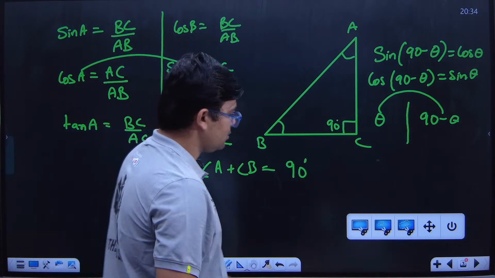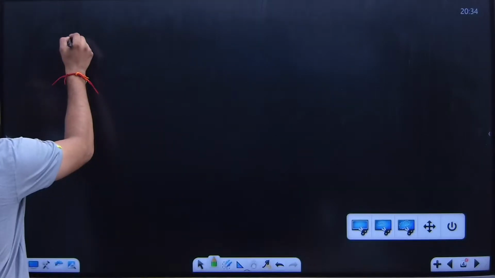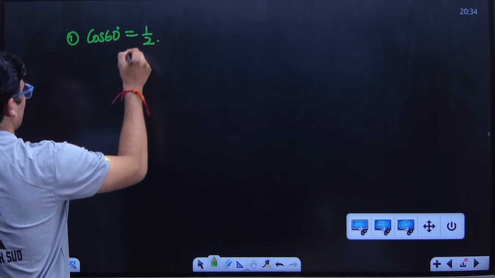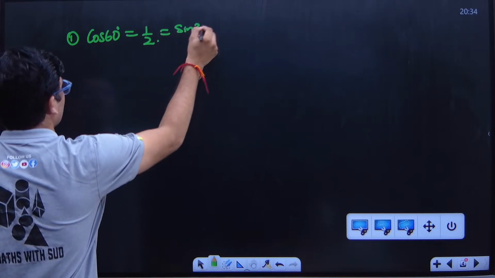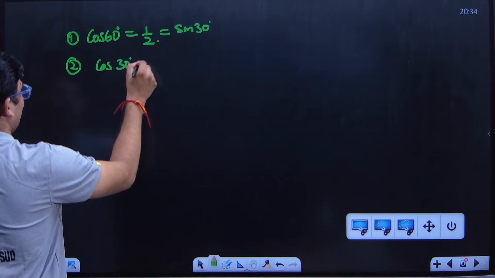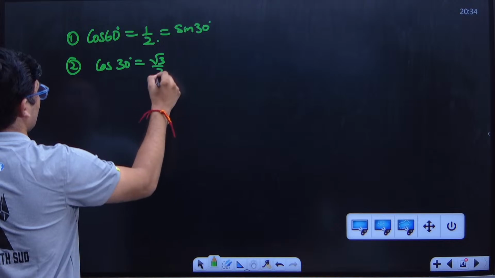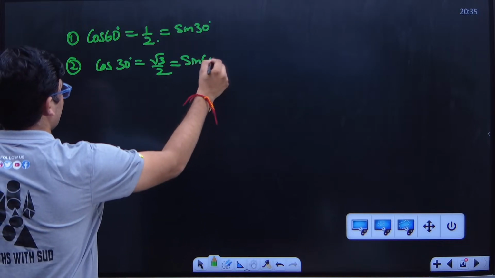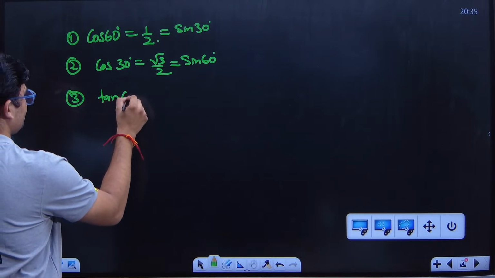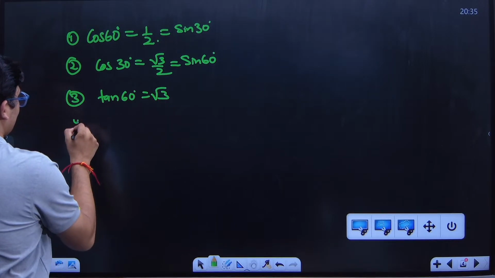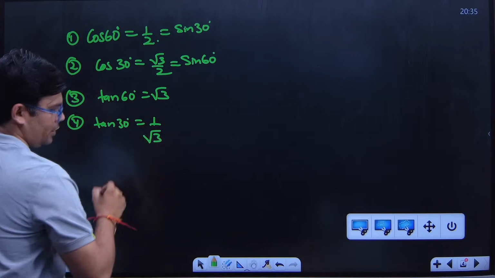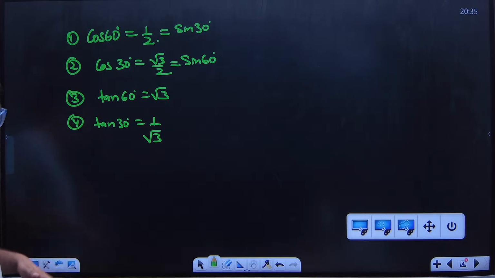Let's mark all the angles now. The first angle that we learned was cos 60 degree. Please don't forget this value. This is 1 over 2, which is also equal to sine of 30 degree. The second value we learned was cos of 30 degree, which was root 3 over 2, which was equal to sine of 60 degree. Are you getting it? Yes, sir. The third angle that we learned was tan of 60 degree, which is under root 3, and then tan of 30 degree, which is 1 over under root 3. Any doubt? No, sir.